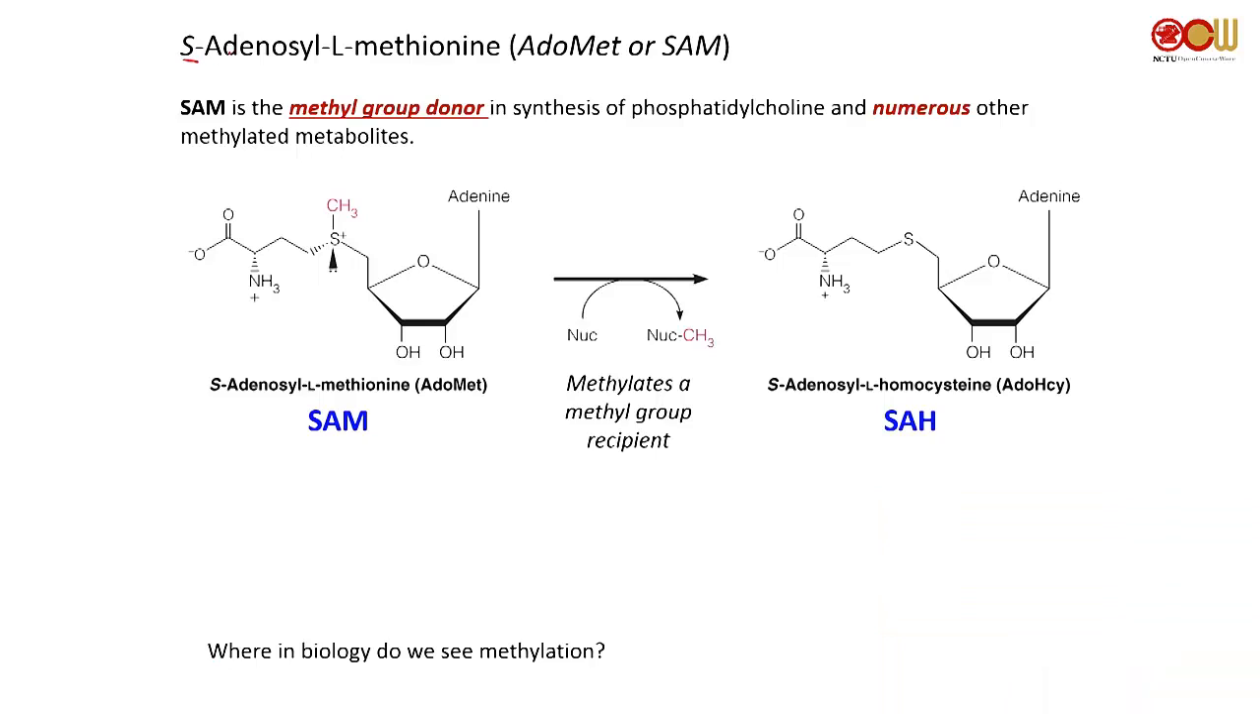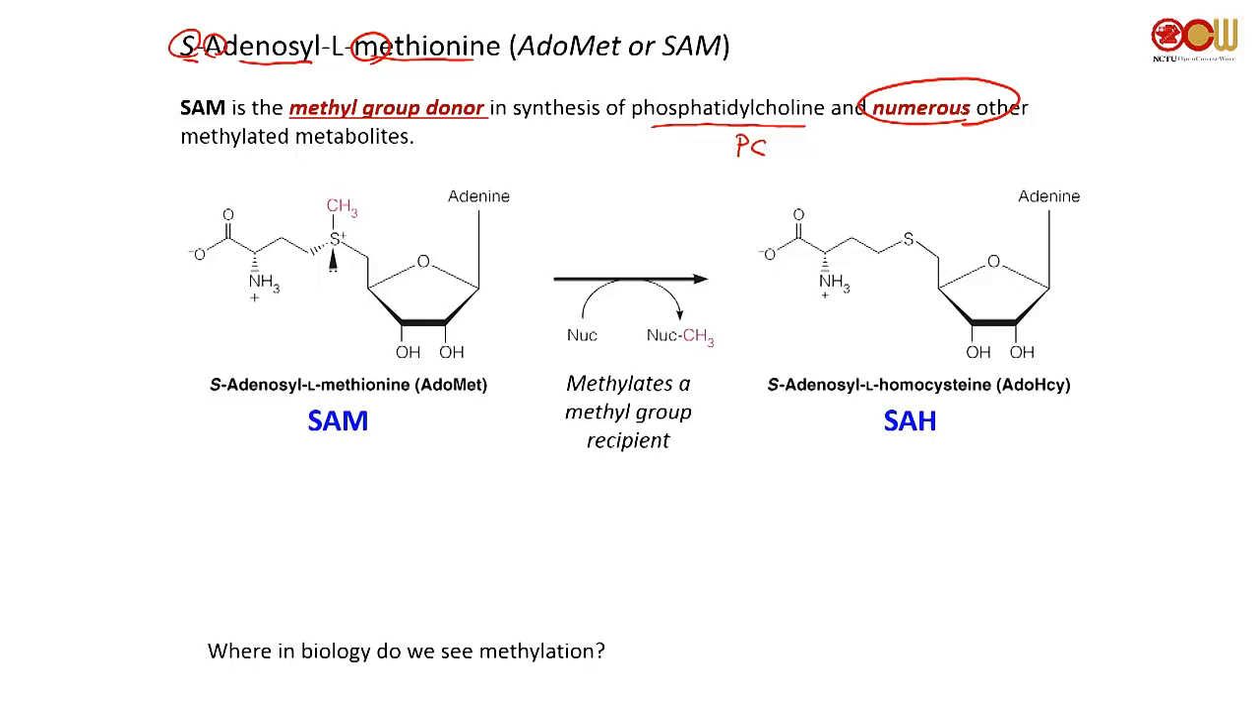SAM stands for S-adenosylmethionine, so S-A-M, okay, SAM. Okay, but in your textbook, people are going to refer to adomet. Met is for methionine, ado is for adenosyl. Okay, so either way people use, but I like to use SAM because SAM is easy to remember. Okay, now SAM is the methyl group donor in the synthesis of PC, okay, and numerous other methylated metabolites. Okay, it's actually used quite a lot. There are a lot of metabolites that you are trying to methylate. You will use SAM. Okay, now what is SAM?